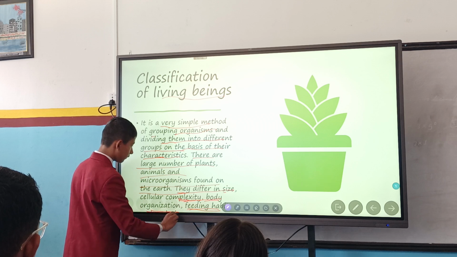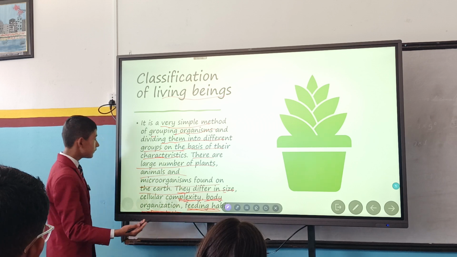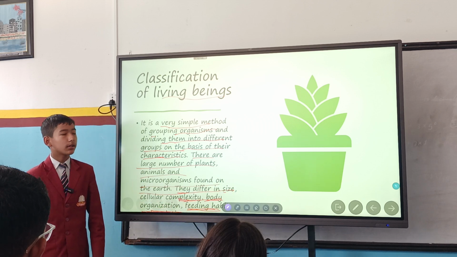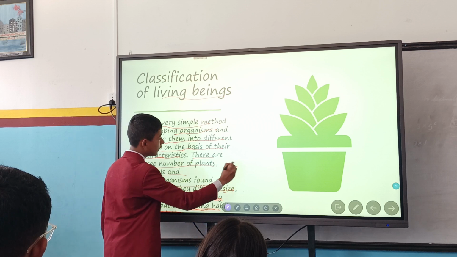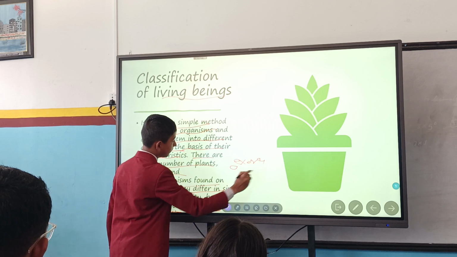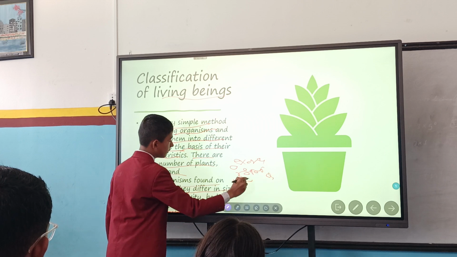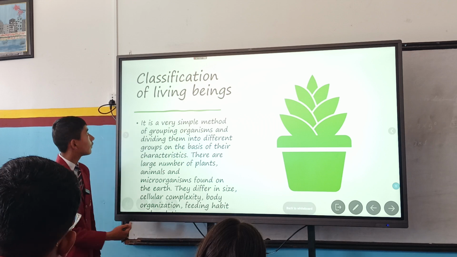body organization, feeding habits. Body organization means we can see that some of the animals have very highly featured types of systems like the excretory system, respiratory system, and we can also say circulatory system. And this was all about the first slide.